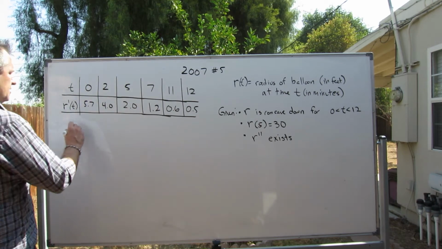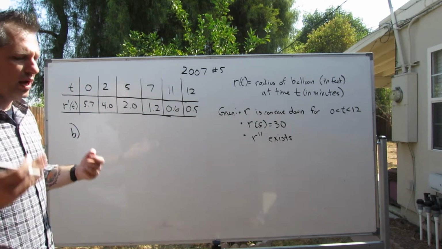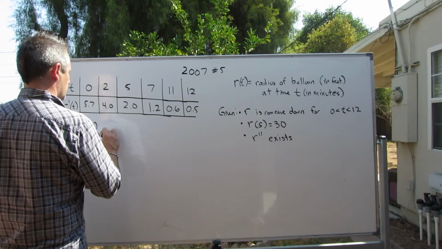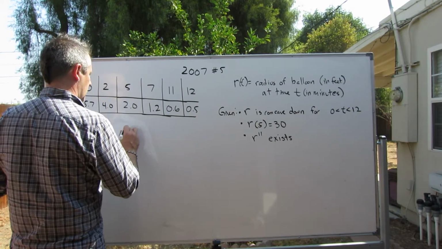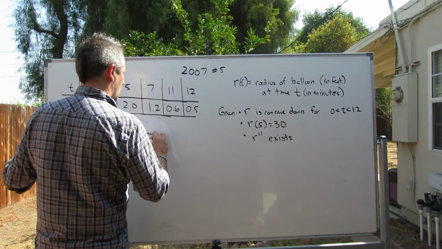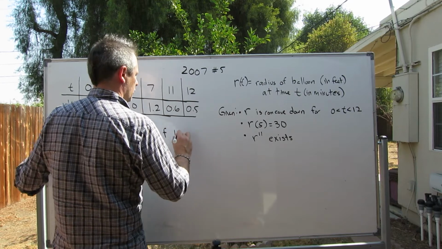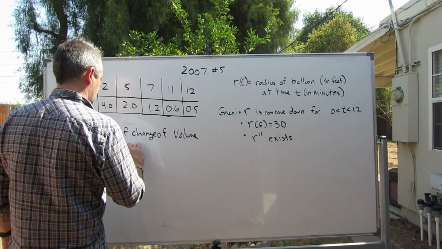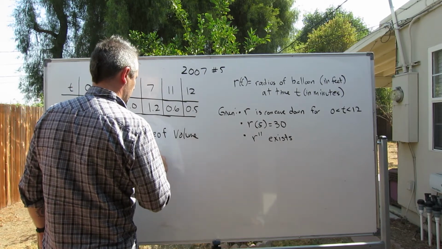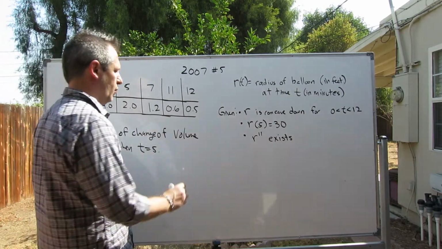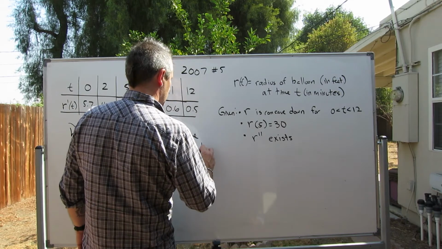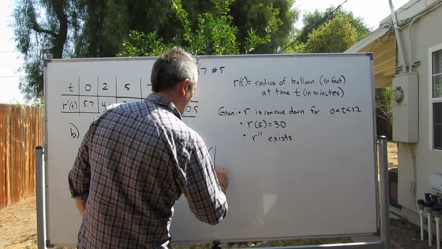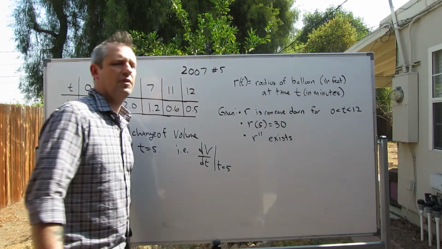What part B is asking us to do is to figure out the rate of change of the volume of the balloon when t equals 5. So, in other words, what they want us to compute is dV/dt when t equals 5. This is our goal.